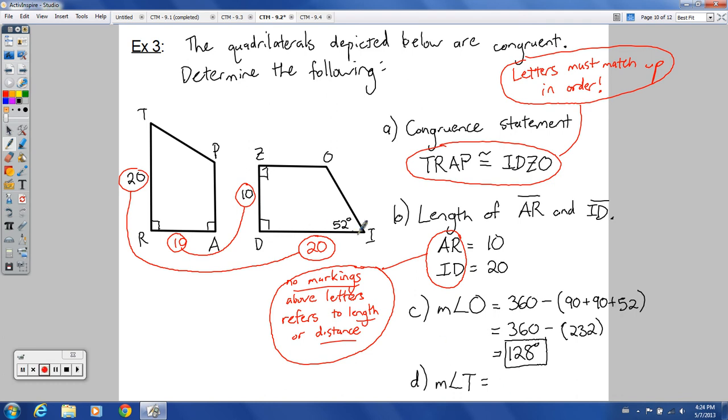So I've got 52 matching up with the 52 over here. This angle I, this angle T match up. You'll notice also, look at the congruent statement. Since we did that correctly, T is the first letter, I is the first letter. They have to match up. They have to have the same angle measurements there and there. R would have to be the same as D, A with Z, and P with O. So measure of angle T, either way you look at it, 52 degrees right there. And let's make a final note there, this is matching, matches with measure of angle D.